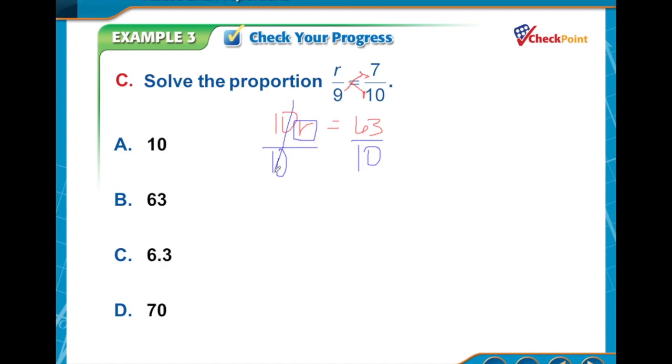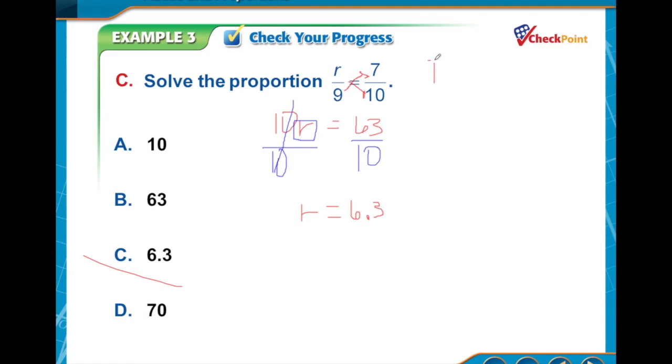So r, that cancels out. We should have r equals 63 divided by 10. We can move the decimal just one to the left. So r has to be 6.3. So of these answer choices, we should see letter choice C. With just a couple steps, we can solve this proportion, get that number, and get the right answer. All we have to do, cross multiply, and divide to simplify.